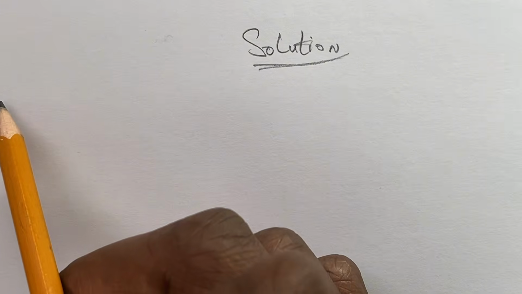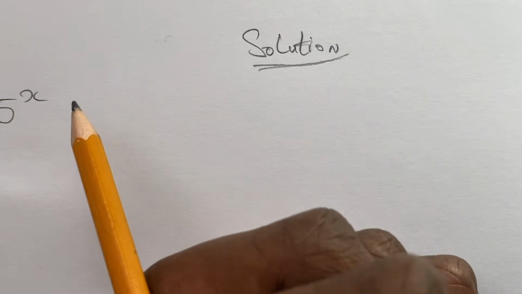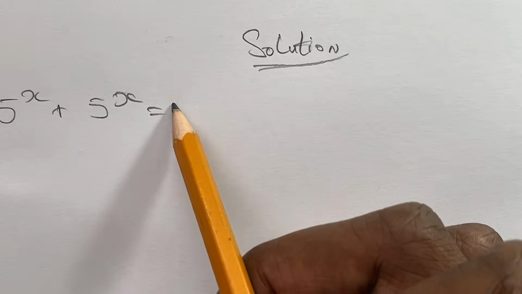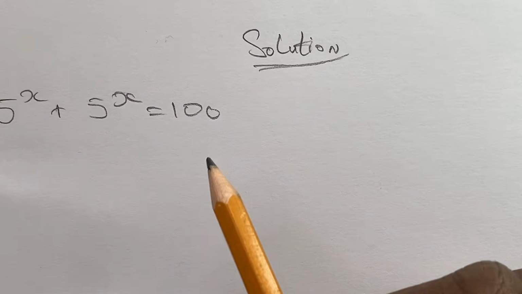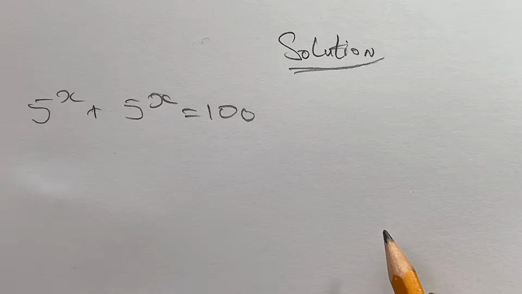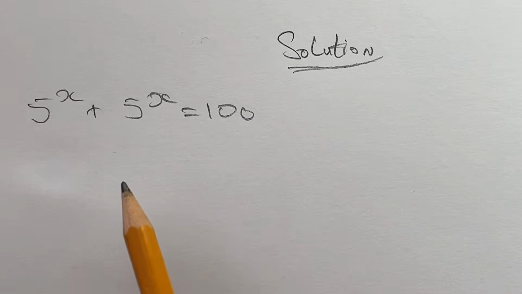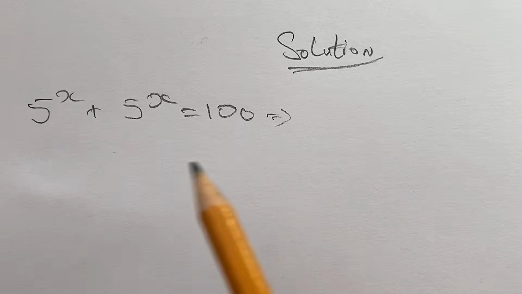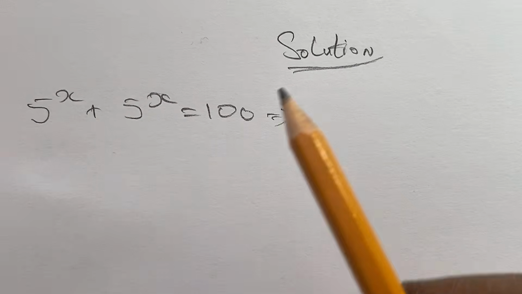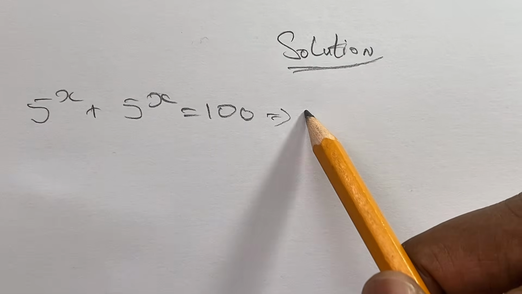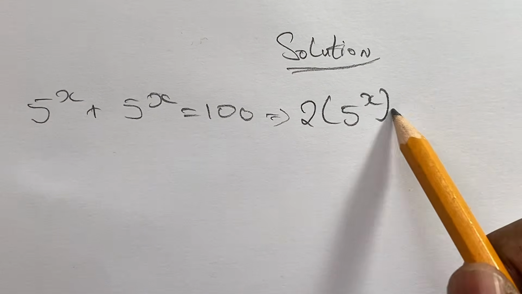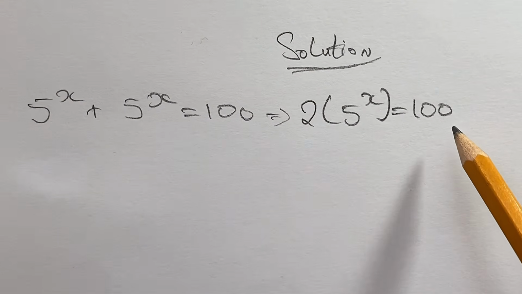So as we're about to begin to solve our equation, we said that we have 5 to the power of x plus 5 to the power of x is equal to 100. I'll be using more than one rule to solve this equation, and we'll start by simplifying. Where we have 5 to the power of x plus 5 to the power of x, we can rewrite that as 2 times 5 to the power of x, and that is still equal to 100.